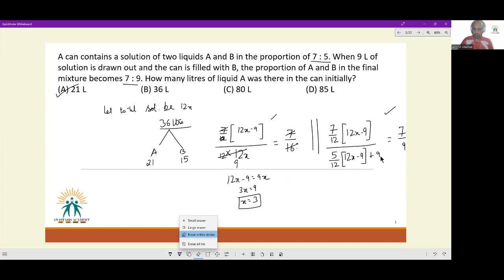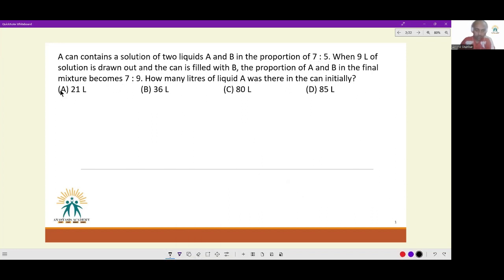The other way, of course, let's say because we have already identified B, because we have already written an expression for the quantity of B, we can also do this: 5 by 12 times 12x minus 9 plus 9, the whole thing divided by 12x, is equal to 9 by 16. This is volume of B divided by total volume. Then we get to our equation. You will get the same value of x. X will be 3. This is the equation way of solving.